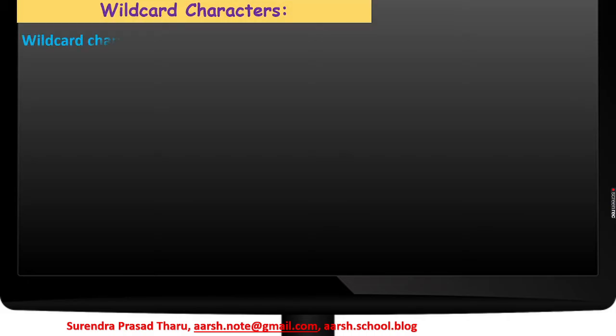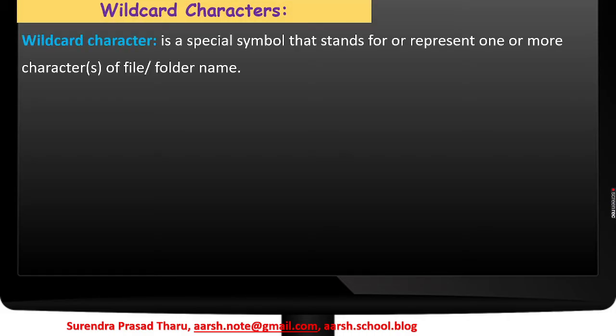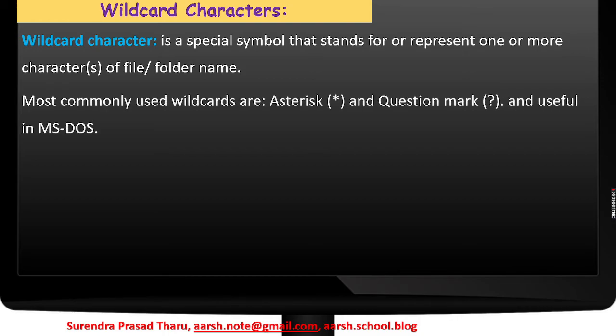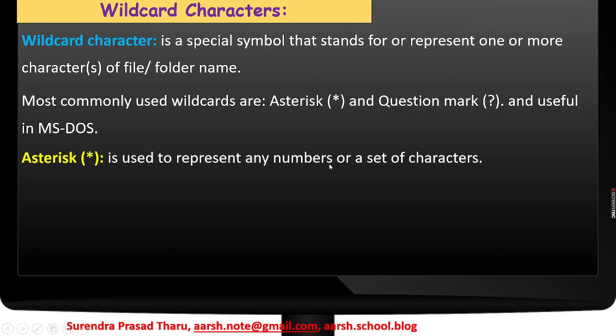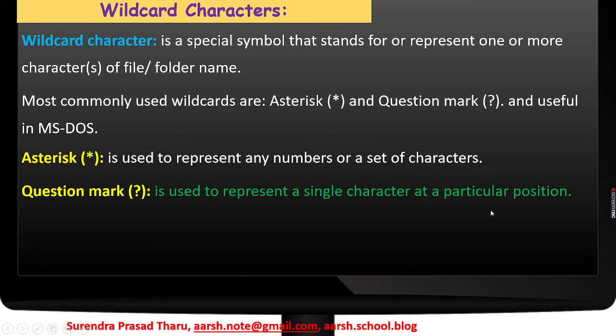Wildcard is another important term. A wildcard is a special character or symbol that represents one or more characters of a file and folder name. The most popular wildcards are the asterisk and the question mark. The asterisk represents any number or set of characters, and the question mark represents only a single character at a particular position.